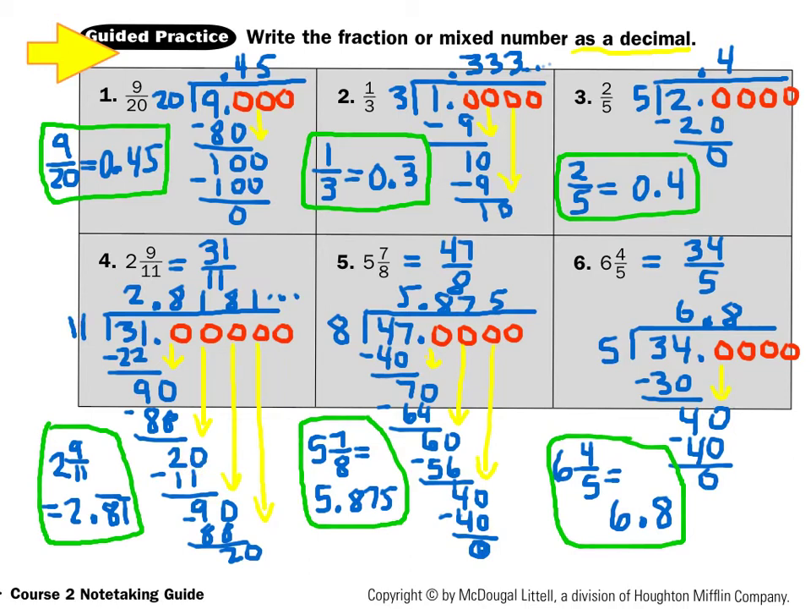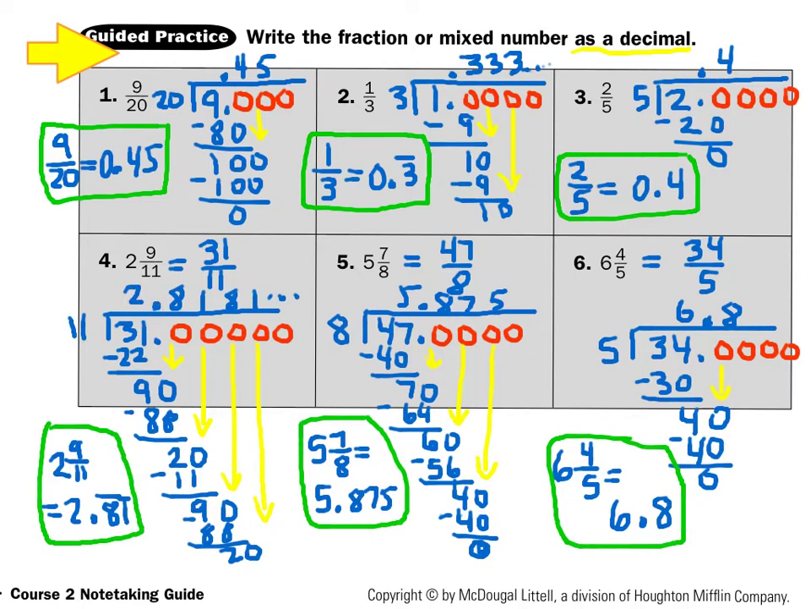11 into 20. Well, that would go 1 time. 1 times 11 is 11. 20 minus 11 leaves me with 9, and I bring down the next 0. Oh, I've done this before. 11 into 90 goes 8 times. 8 times 11 is 88. I subtract and I get 2. And now you should see that it's repeating.